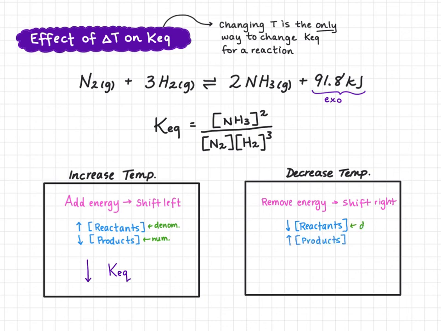So once again, reactants are the denominator of our fraction and products are the numerator. So if we increase the numerator and decrease the denominator of a fraction, we're going to increase the overall value, thereby increasing the value of KEQ.